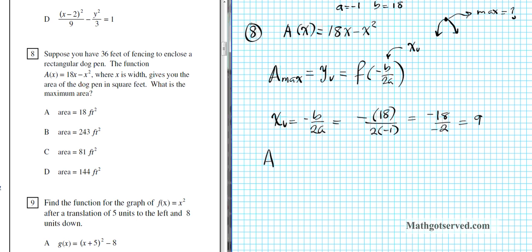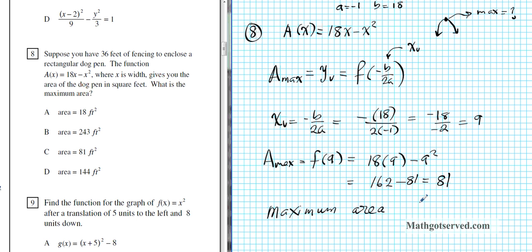Now to find a max, we're going to evaluate f of 9, which is technically A of 9, which is going to be 18 times 9 minus 9 squared. All right, so it's going to be 162 minus 81, which equals 81. Okay, so the maximum area is 81 square feet. Okay, so our answer is clearly option C.